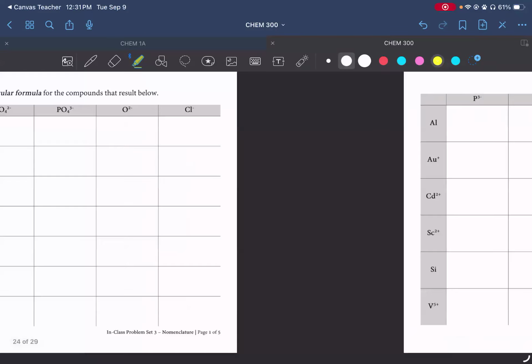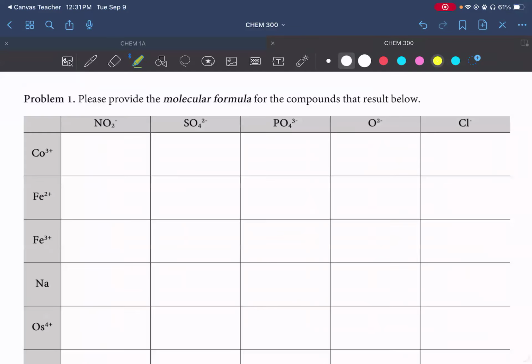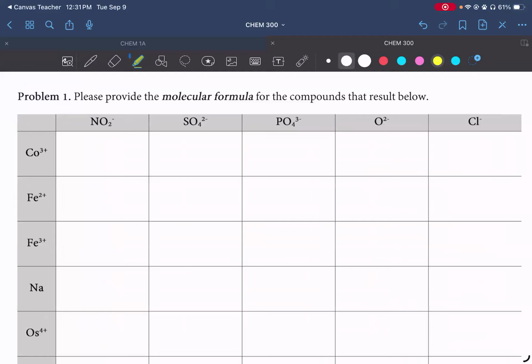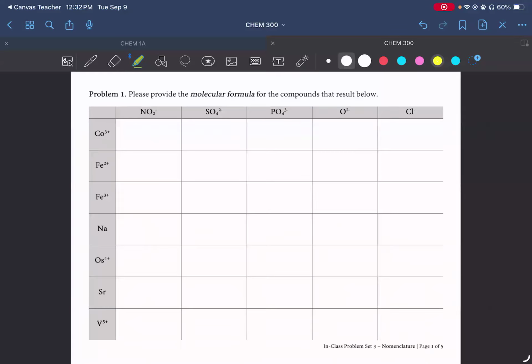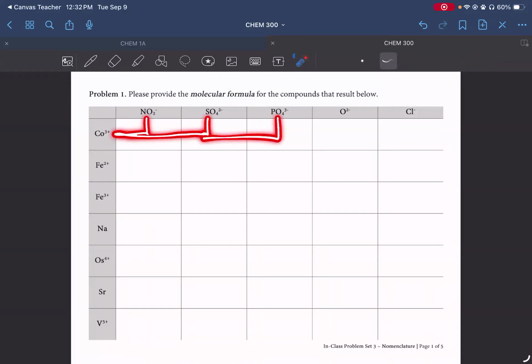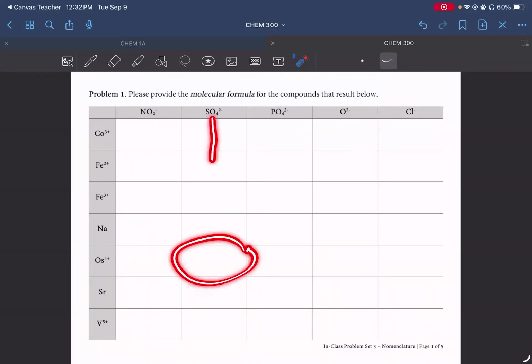Okay. I'm going to do a couple questions. We're going to start with problem 1 on the first page. The instructions say, please provide the molecular formula of the compounds that result below. The way these tables are to be read is as a multiplication table. You're going to get the combination of these two right here, the combination of these two, and so forth. If I ask you specifically for down here, it's combining the sulfate with the osmium. So you will need your common polyatomic ions. Get that ready.